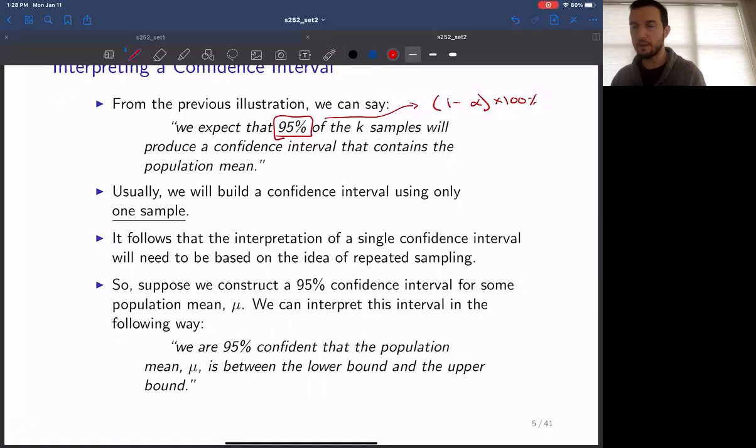So the word confident reflects the fact that we know if we collect, say, 100 samples and we build a 95% confidence interval for each sample, that 95 of the 100 should contain the population mean, and then 5 out of the 100 shouldn't. But we don't know which one is and is not going to contain the population mean.